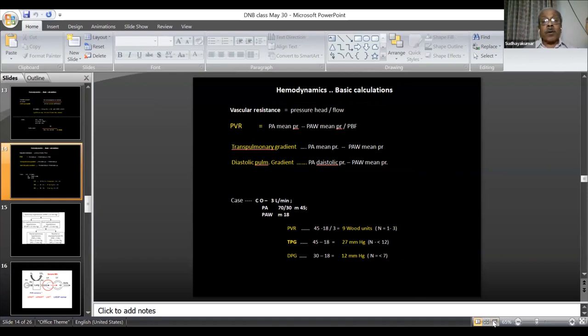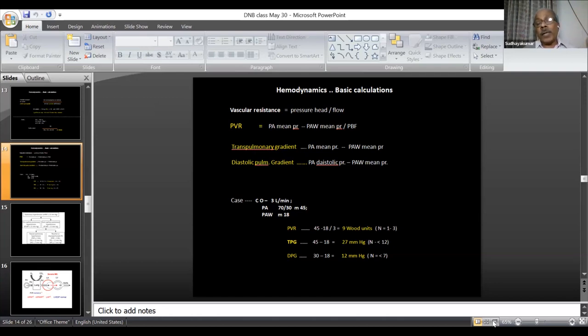Transpulmonary gradient. It is pulmonary artery mean, that is 45, minus the pulmonary artery wedge mean, that is 18. That is 27 millimeters. Normally it is less than 12. And diastolic pulmonary gradient, that is PA diastolic is 30 minus pulmonary artery wedge mean is 18. 30 minus 18 is 12. Normally it is less than 7. This value is very important.